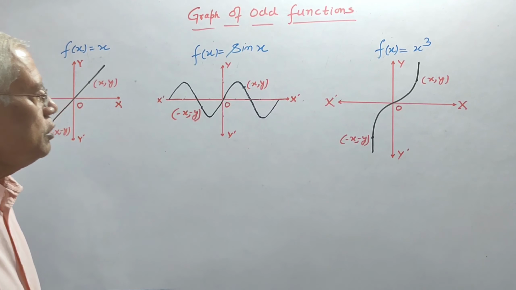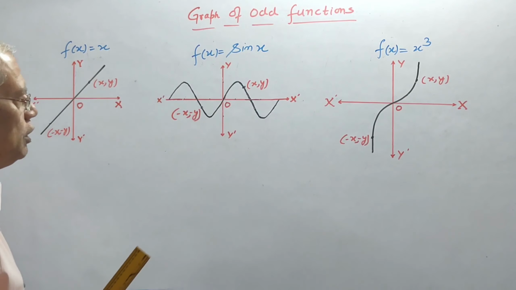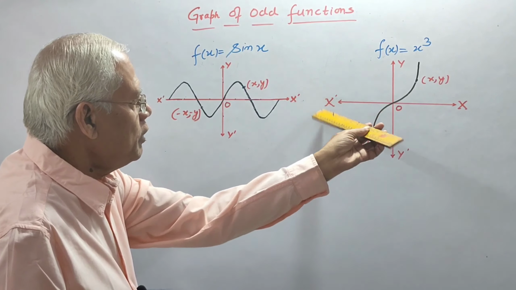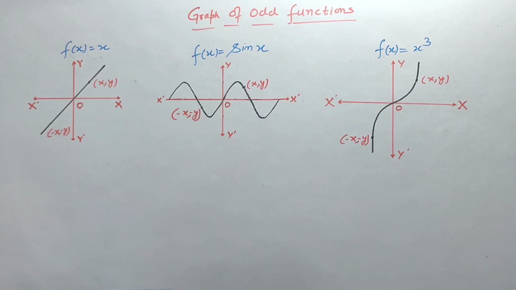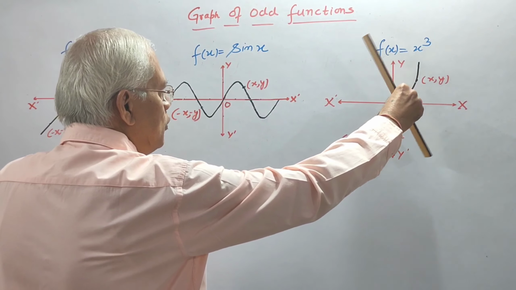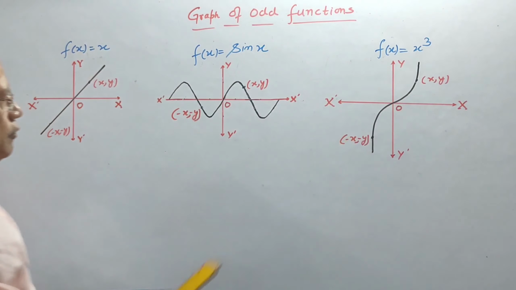One more property of odd functions, if we rotate the graph of an odd function anti-clockwise about the origin by 180 degrees, its position will not change. It is like this. Now rotate it about 180 degrees, this will come again to the same position.